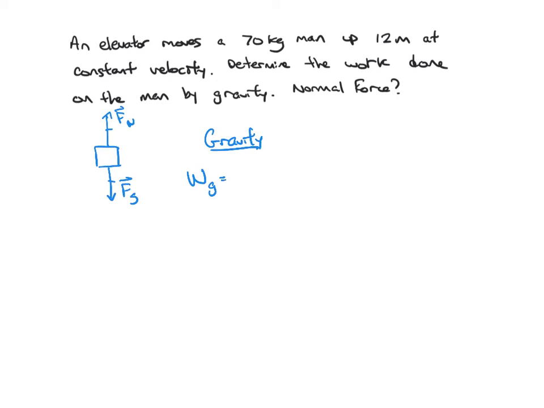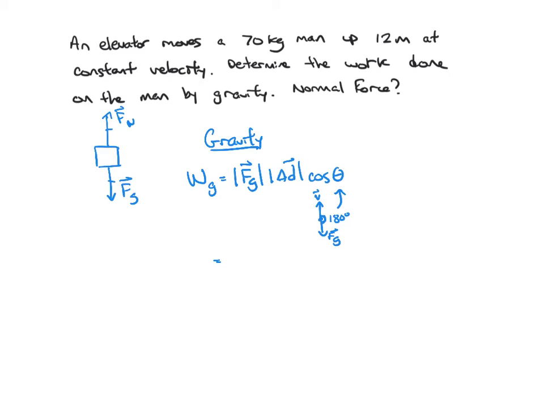The work done by gravity, write out the formula first. It's the force of gravity times the displacement times cosine of the angle between them. Now what's the angle here? Well, which way is the force of gravity? The force of gravity is down. And which way is the motion? The motion is up. So if I draw those tail to tail, what's the angle between them? They're directly opposite to each other, so it's 180 degrees.